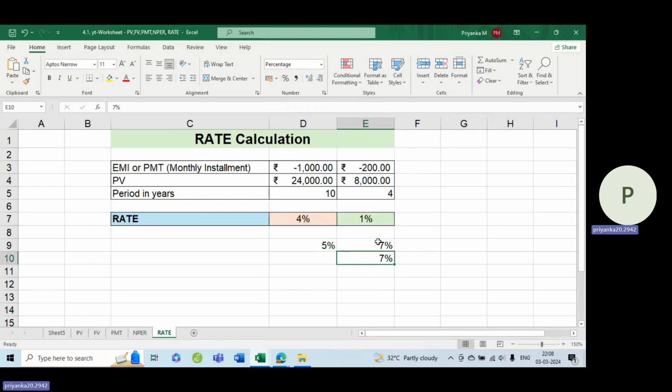So this is how your PMT, NPER, and rate work. So far we have seen five basic financial functions: present value, future value, PMT, NPER, and rate. In the next sessions, we'll be seeing slightly more advanced financial functions.